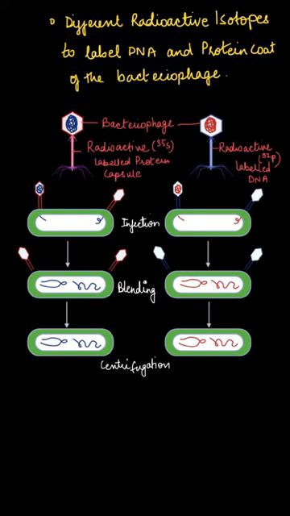Now if you look at this figure, there are two bacteriophages present here, and the bacteriophage is a virus that attacks the bacteria. And in this experiment, what they did was they radioactively labeled the protein capsule in one bacteriophage and they radioactively labeled DNA in the other bacteriophage. And here in this case, the radioactive element was 35S, sulfur, whereas in this case, it was 32P, phosphorus.